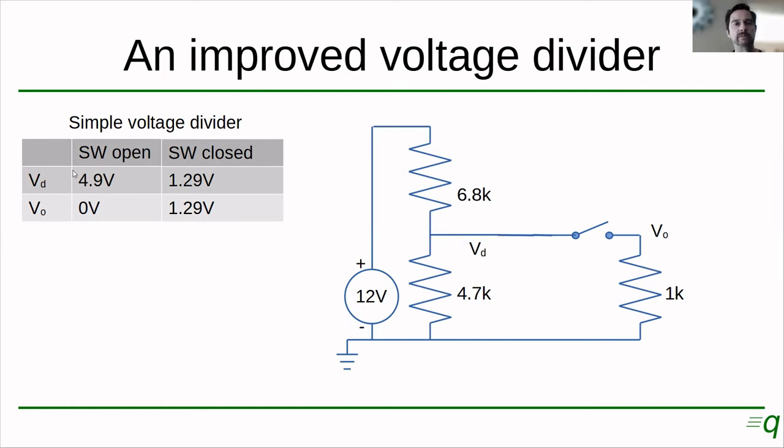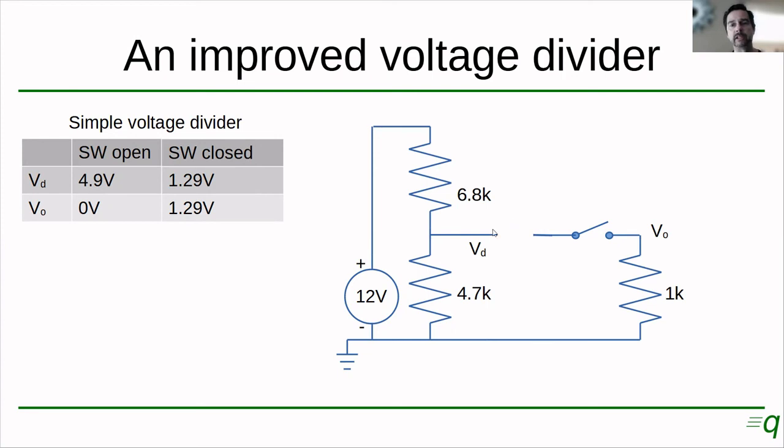So VB is going to drop from 4.9 volts with the switch open to 1.29 volts with the switch closed. Okay, so let's see how we can improve this situation. We ideally want the voltage here not to be dependent on what we connect over here after the switch.